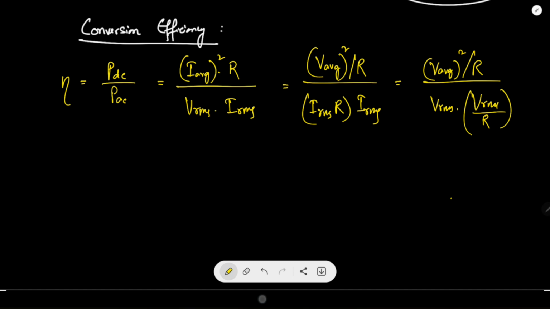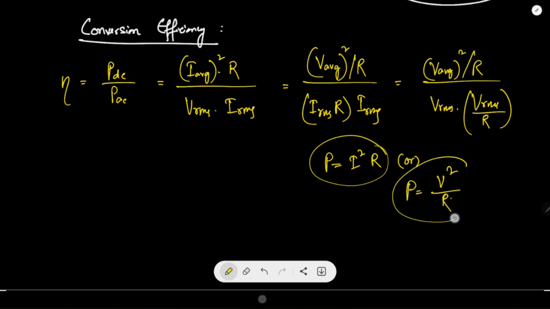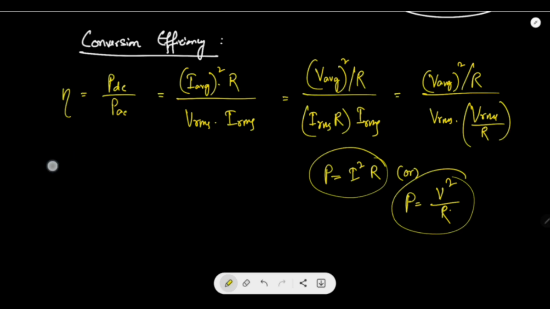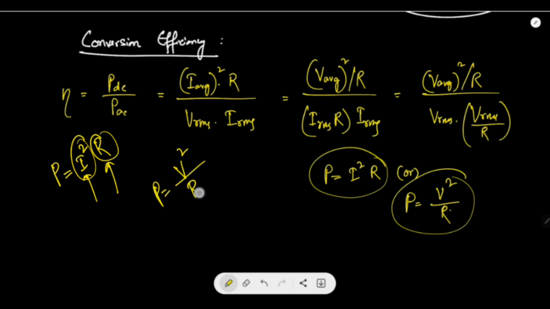So as per requirement, we can use either the P is equal to I square R formula or the P is equal to V square by R formula. Just remember, whenever we use the I square R formula, this I is the current flowing through the resistor. And whenever we use the term V square by R, this voltage is the voltage across the resistor.